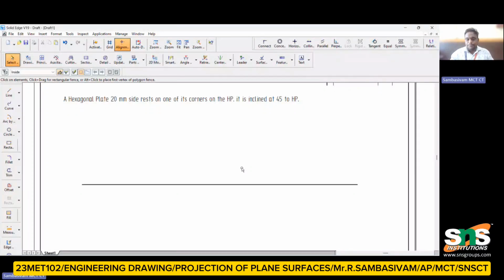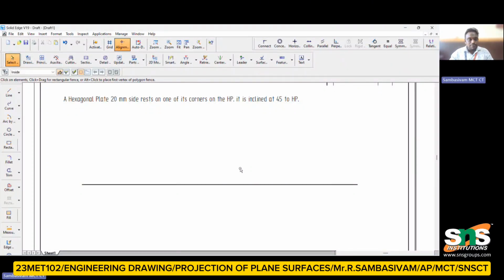Now I would like to share the Solid Edge software, which makes it easy to draw surfaces so that we can understand them. From this point, we will see how Solid Edge can be used. The question is simple.